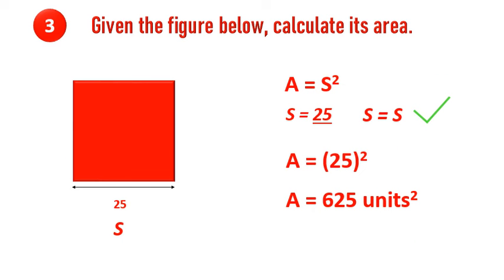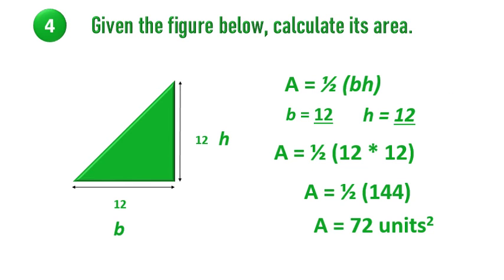Number 3, given the figure below, calculate its area. This figure can be classified as a square, and the formula for finding the area of a square is side squared. We're given that the side of the square is 25. So when we plug it into the equation, we'll plug it in as 25 squared to get 625 as our area, or 625 units squared as our area.